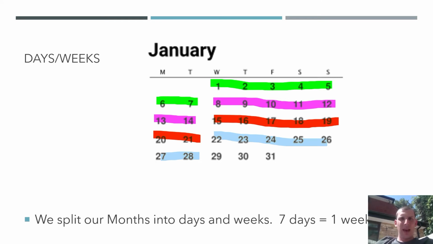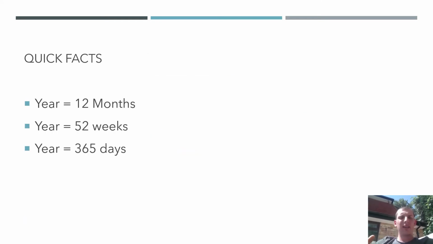Excellent. Right, here are some quick facts. In a year there are 12 months. In a year there are 52 weeks. Woo! And in a year there are 365 days. There are some quick facts for you.